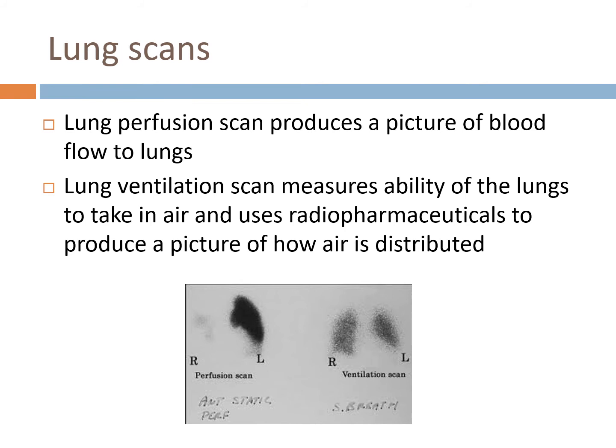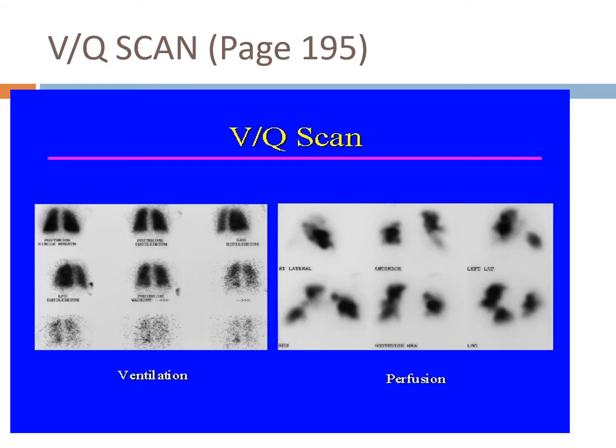What has replaced it is the helical or spiral CT scan, which gives them the 3D with the contrast. That has basically replaced the VQ scan. It's less invasive and just as accurate. So you can see here as they're inhaling the radionucleotides or the radiopharmaceuticals, how they're inhaling that.